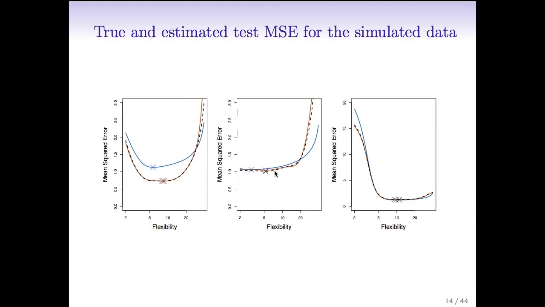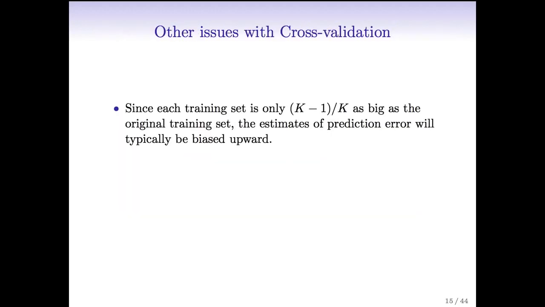It's not going to matter much if you choose a model with flexibility 2 or maybe even 10 here, because the error is pretty flat in that region. And then in the third example, the two cross-validation curves do quite a good job of approximating the test error curve, and the minimum's around 10 in each case.